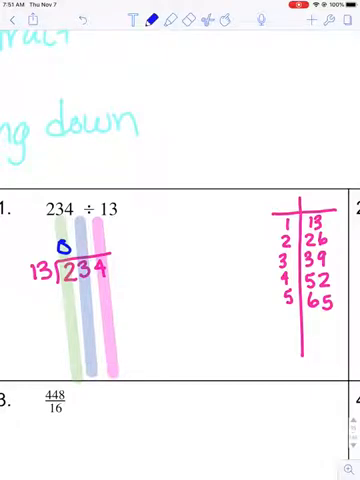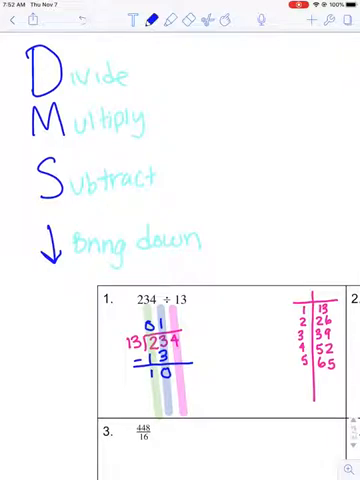Since the green column couldn't do it, I'm going to move on to the blue column. And this time, I'm asking, does 13 go into 23? Not just the 3, 23. 13 does go into 23. Based on my chart, I can see that it's going to go in 1 time. It's not enough to go in twice. So I'm going to put a 1 there. And then based on my chart, I can see that 1 times 13 is 13. And then I need to subtract. 23 minus 13 is 10. So I've done divide, multiply, subtract. Now I need to bring down the 4.